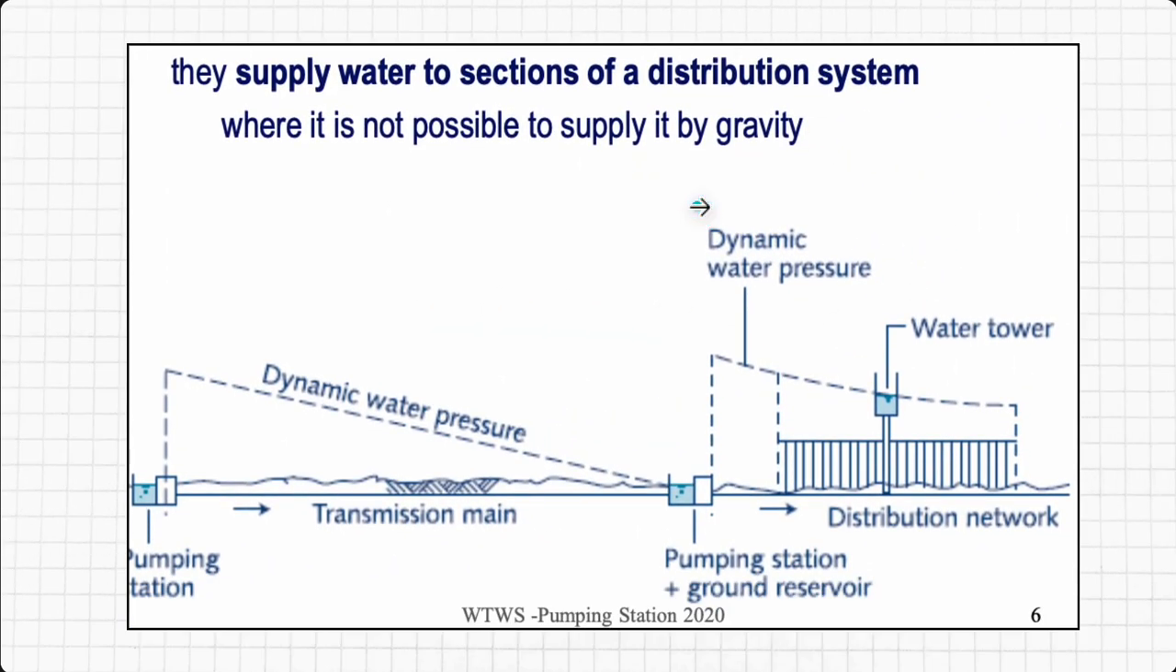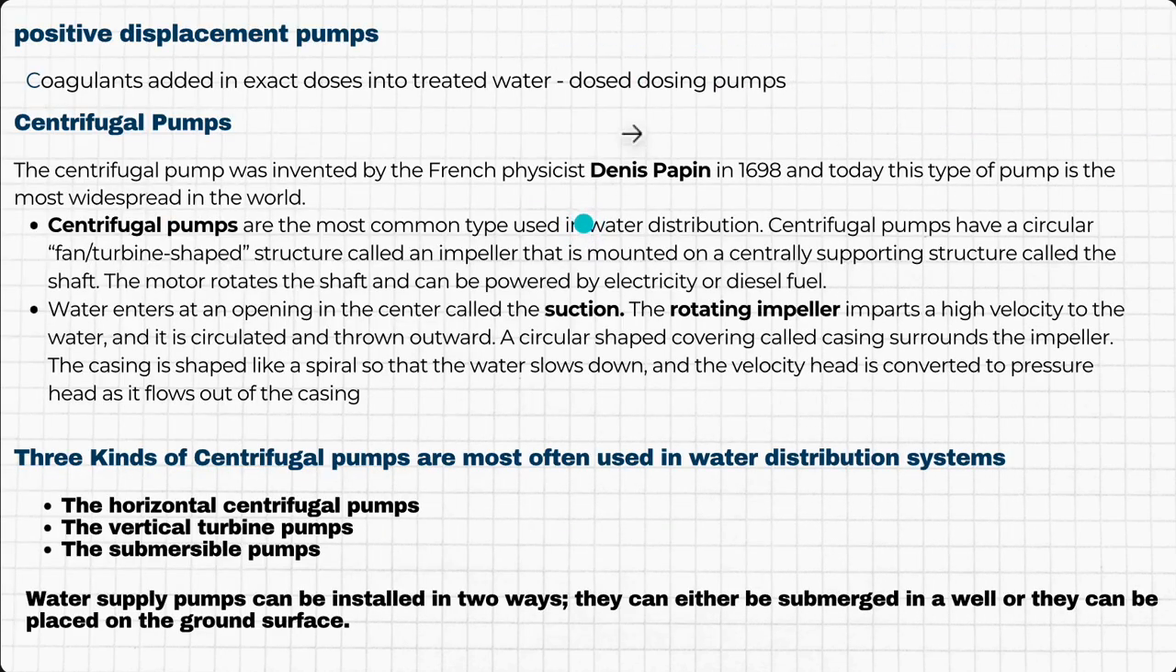So here it shows that pumps are very crucial because they supply water to sections of a distribution system where it is not possible to supply it by gravity. Now I'm going to be speaking in detail about the positive displacement pumps and the centrifugal pumps. For the positive displacement pumps, coagulants are added in exact doses into treated water. It's mainly used for chemical dosing.